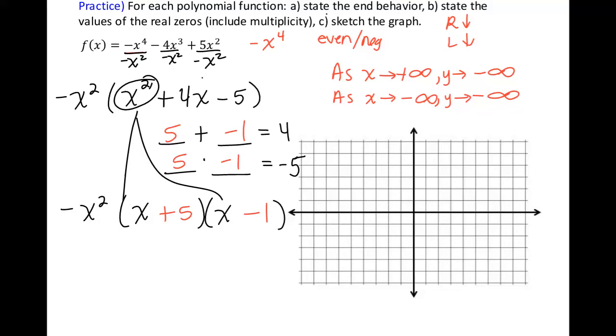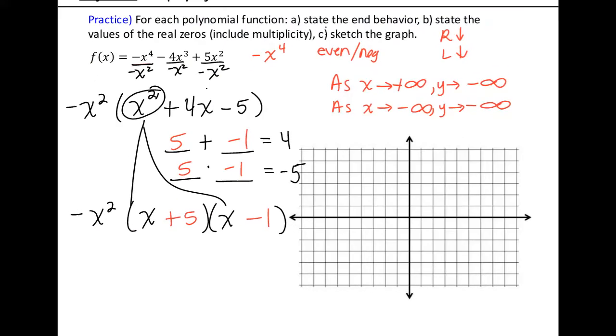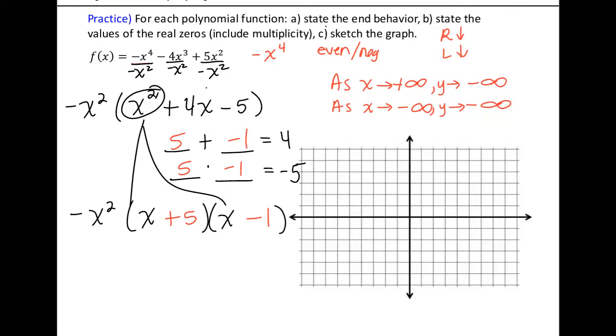And then if we solve for 0, we're going to basically make that equal to 0. The first piece, negative x squared, that's going to give us 0 with multiplicity 2. And then the middle one, x plus 5, you just switch the sign. It's going to be negative 5. And then the last one, x minus 1, you switch the sign. It's going to be a positive 1. Okay? So we're going to put an asterisk at the 0, a dot at negative 5, and a dot at the positive 1. So let's draw our scale on the x-axis.